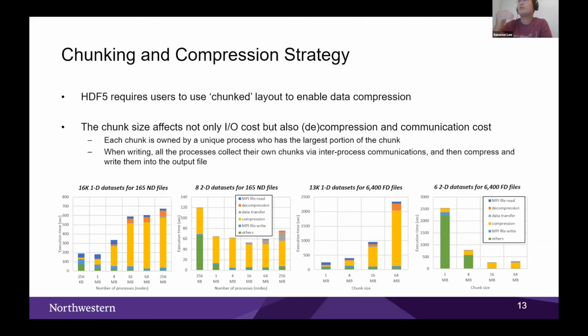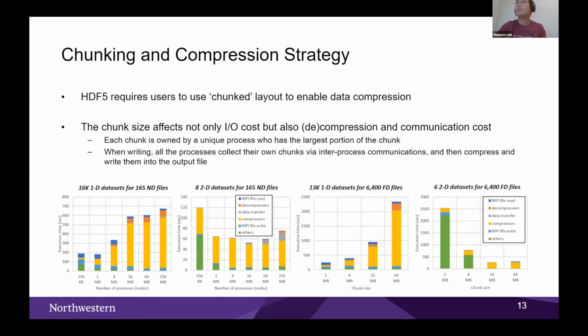Basically, the larger chunk size gives more expensive data transfer cost across the processes because HDF5 makes each process deal with one whole chunk, one by one. So every process has its own chunk. If the processes have a partial chunk, they have to transfer it to each other so that all the processes have a whole chunk. So because of that, if the chunk size is too large, we may have more expensive communication cost.